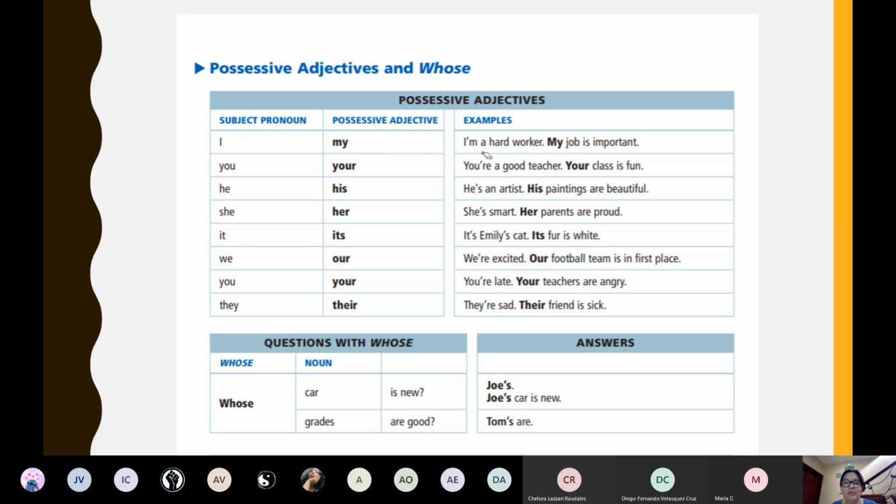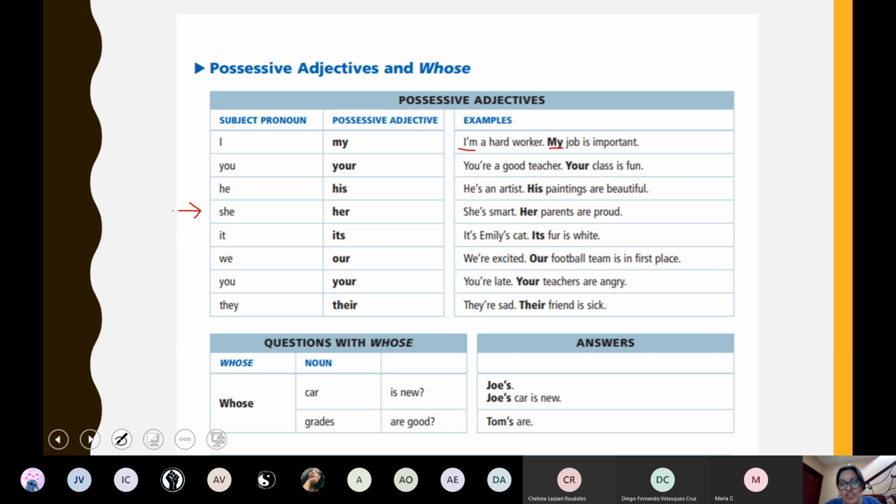For example, we are going to read only two examples. I'm a hard worker. My job is important. Here you are using I, because you are talking about yourself. So you say my job is important because you are talking about your job. I'm a hard worker. My job is important. Now let's see with she, for example.